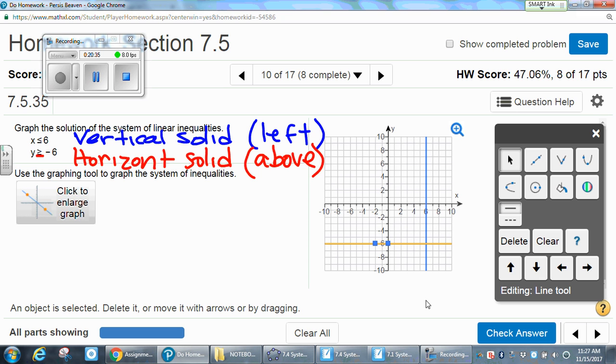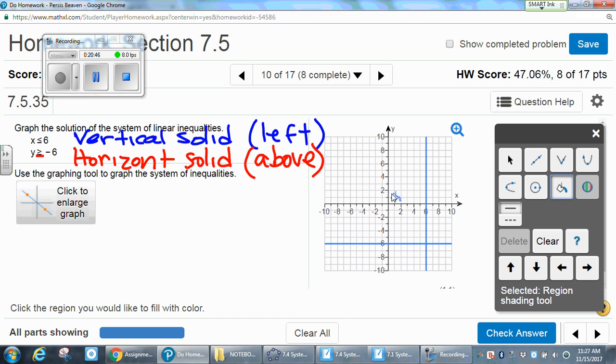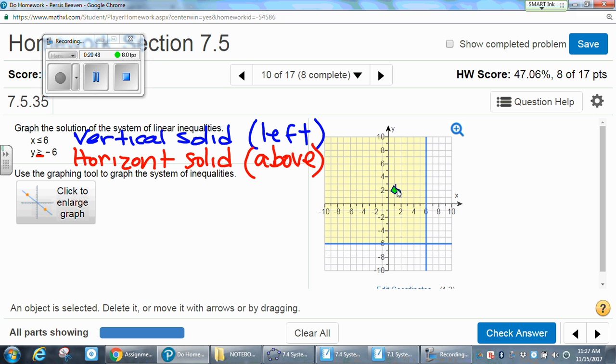Here we go. And we're saying on the left side of the vertical, so it will be all of this. And we want above the horizontal. So the area I want to color is this. Left side of the vertical and above the horizontal for mine. Yours might be different.